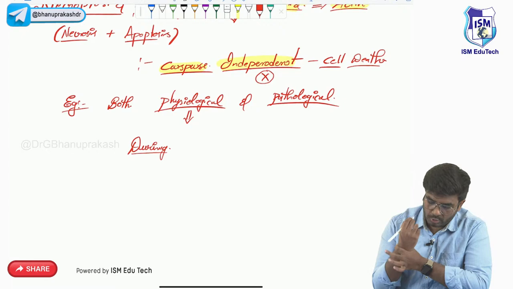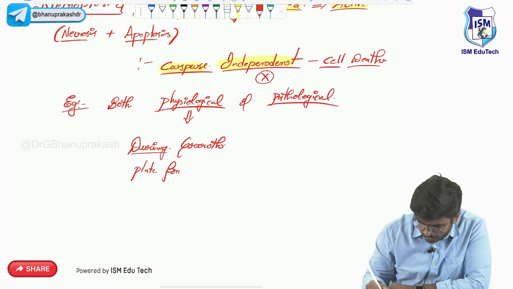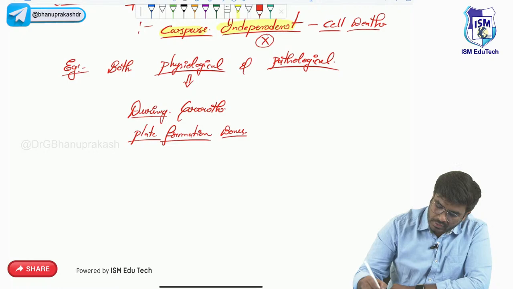During growth plate formation in our bones, certain cells will undergo necroptosis. And what are the pathological examples? At least one thing which you should know is pancreatitis.